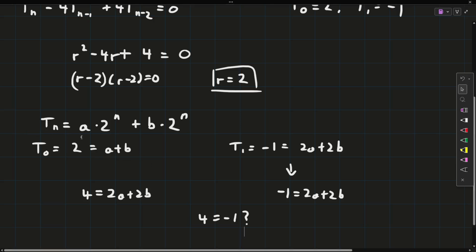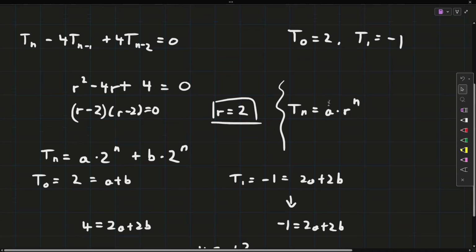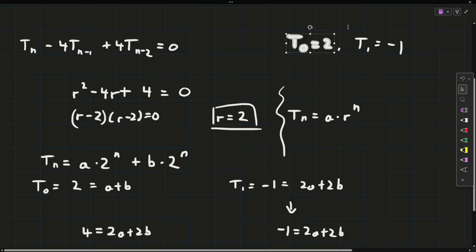Remember in the last video, this is a little aside, when we guessed that the solution was some number times a root to the power of n, just like this, we weren't able to get a solution because we had two starting conditions, but we only had one unknown that we could solve for. So when we tried to make both of these conditions be true, we ran into a contradiction where we solved for a with t0, then we got a value for a, but then it didn't agree with t1, which is why we needed the two terms with the two different constants.